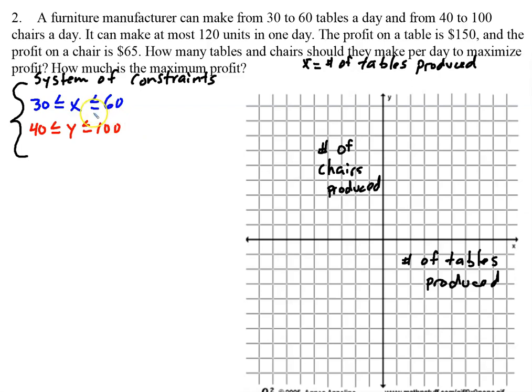Okay, so we have a couple of constraint lines regarding the number of chairs produced and number of tables produced, and now we've got another statement that says, if you combine the two, at the most, we can make 120 units. So a unit is a combination of tables and chairs. So the sum of these cannot exceed 120.